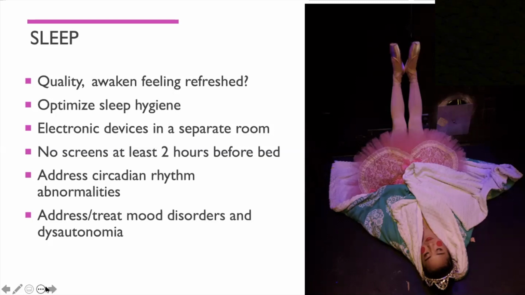The circadian rhythm is extremely important. So ideally we're sleeping when it's dark and we're awake when it's light out. And this can help significantly with mood disorders. Sometimes dysautonomia, or dysfunctional autonomic nervous system function, can also be a contributing factor for poor sleep.